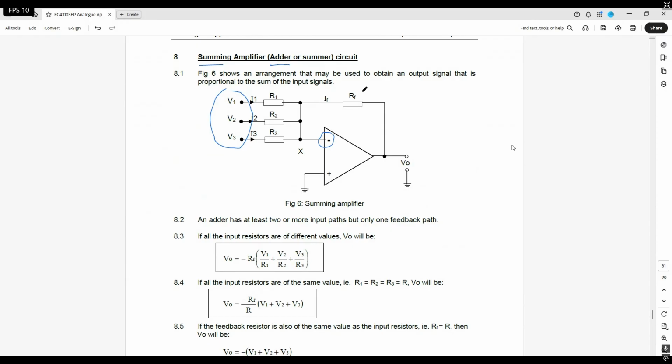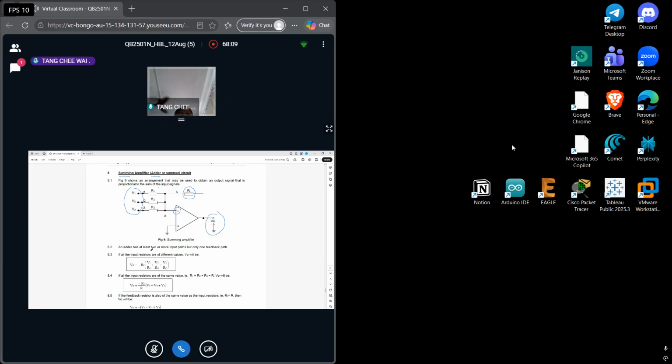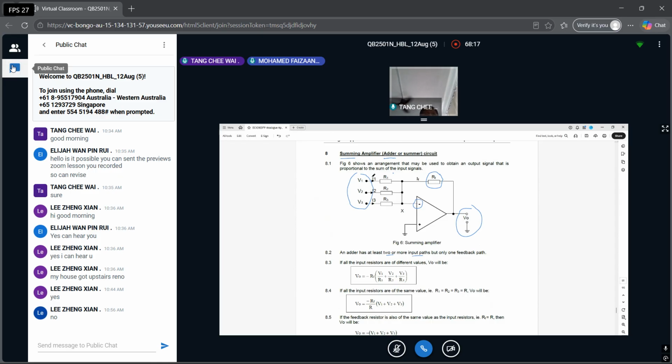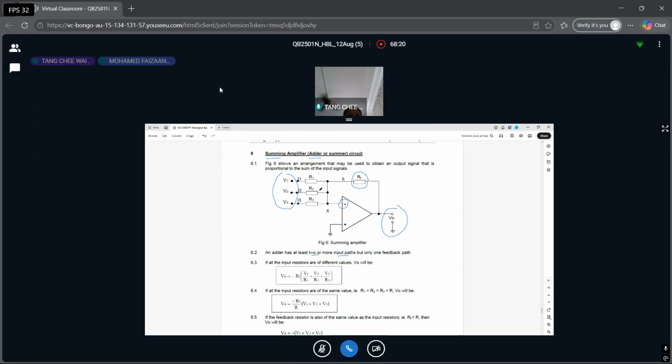So RF is here as usual. This is the feedback resistor. R1, R2, and R3 are all the input resistors. Then your output as usual over here, right? So this is the adder or summing amplifier we call. You can add two or more inputs. Here we have three paths, V1, V2, V3.